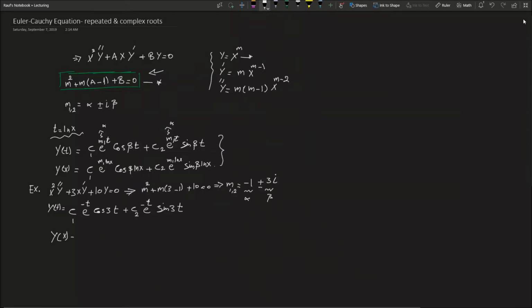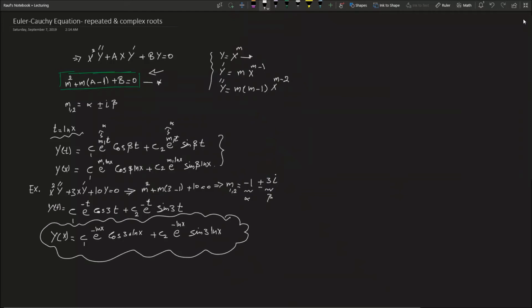Now the final solution that we're looking for is y with reference to x. If we substitute t with ln of x, we'll get c1 multiplied by e to the power of minus ln of x cosine 3 multiplied by ln of x plus c2 multiplied by e to the power of minus ln of x multiplied by the sine of 3 multiplied by ln of x. And this is the final solution for the Euler Cauchy equation with complex roots.